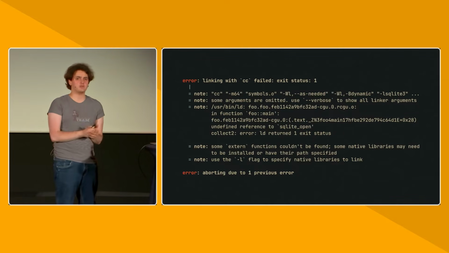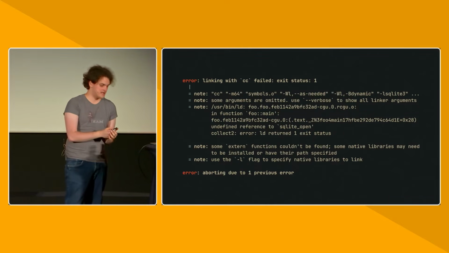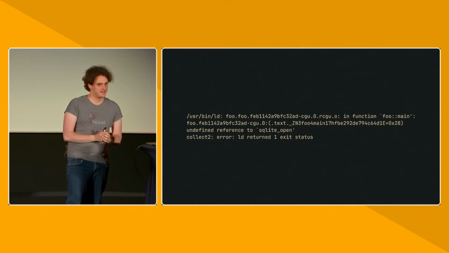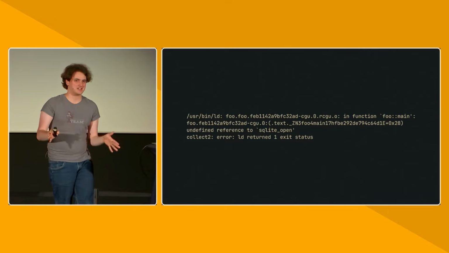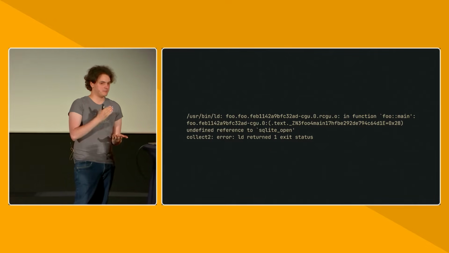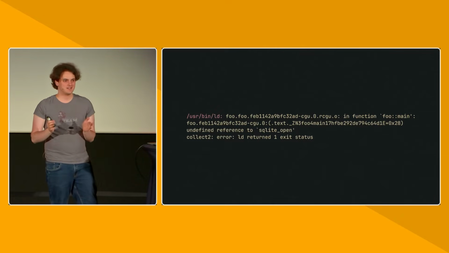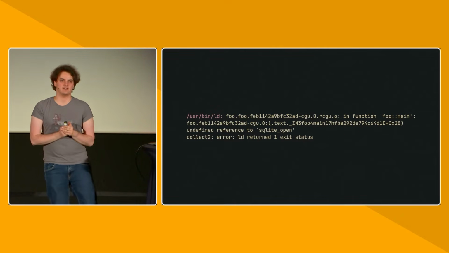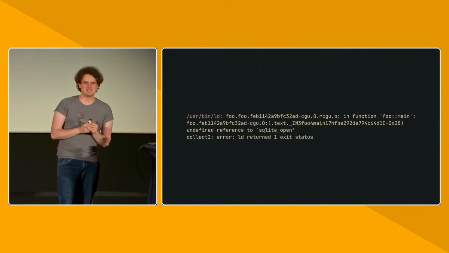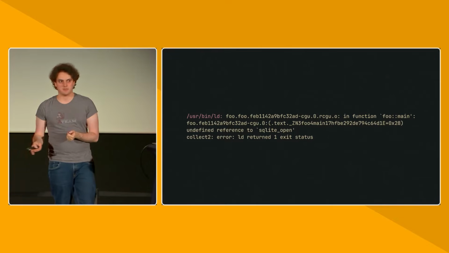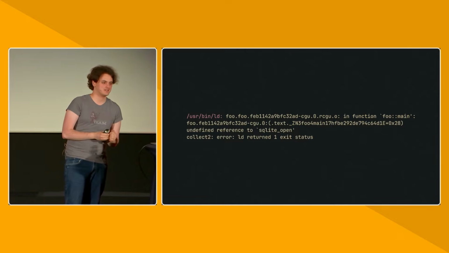So let's actually try to make this error message better, and let's focus on the error message the linker gives you. This is not a great error message, but let's go through it bit by bit. The first thing in the error message is the path to the linker itself. This is not really useful if you're trying to debug why a symbol is missing.